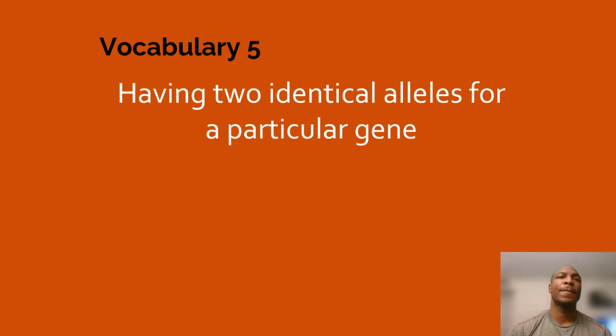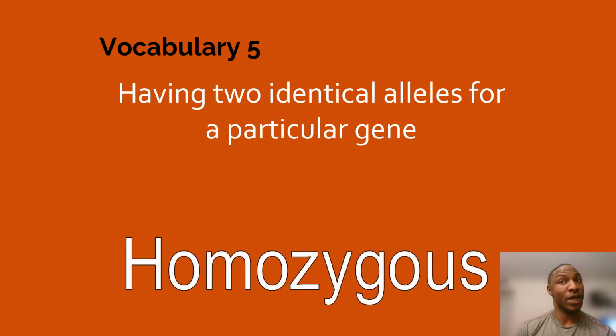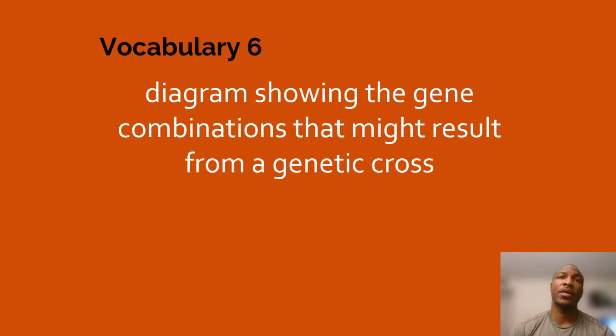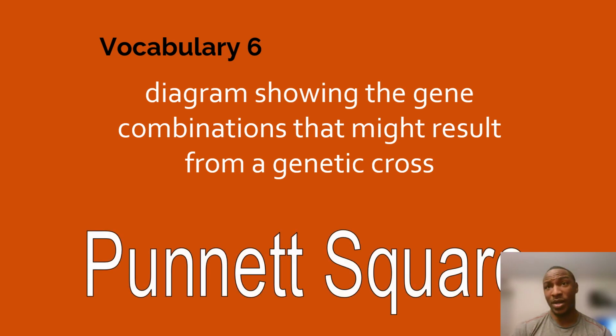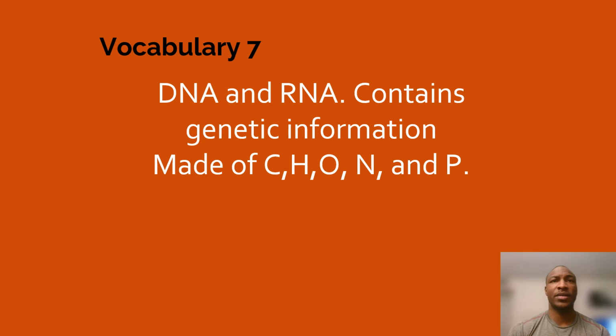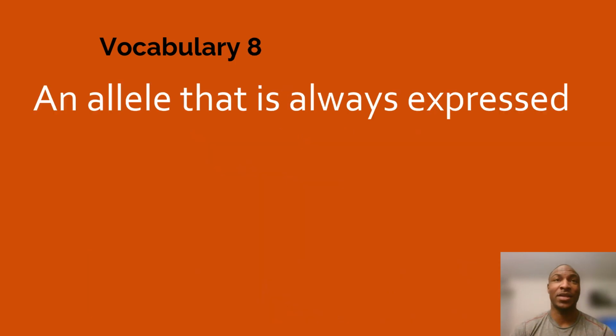Okay. Having two identical alleles for a particular gene. Come on now. Homozygous. Same. Homo means same. All right. Diagram showing the gene combination that might result from a genetic cross. A Punnett square. So you might not know that word yet. That's what we're going to be doing. Right. DNA, RNA contains genetic information. CHONP. Come on, starts with an N. Nucleic acid. All right, moving on.